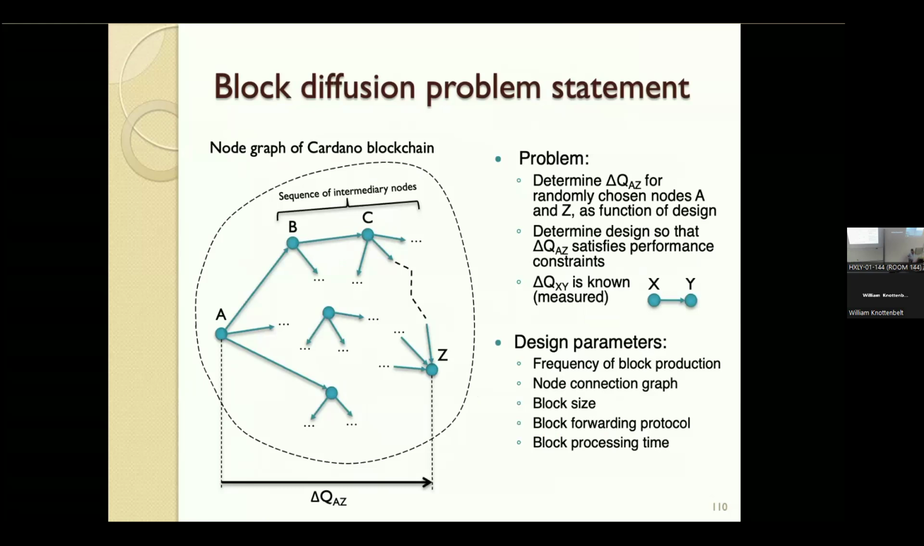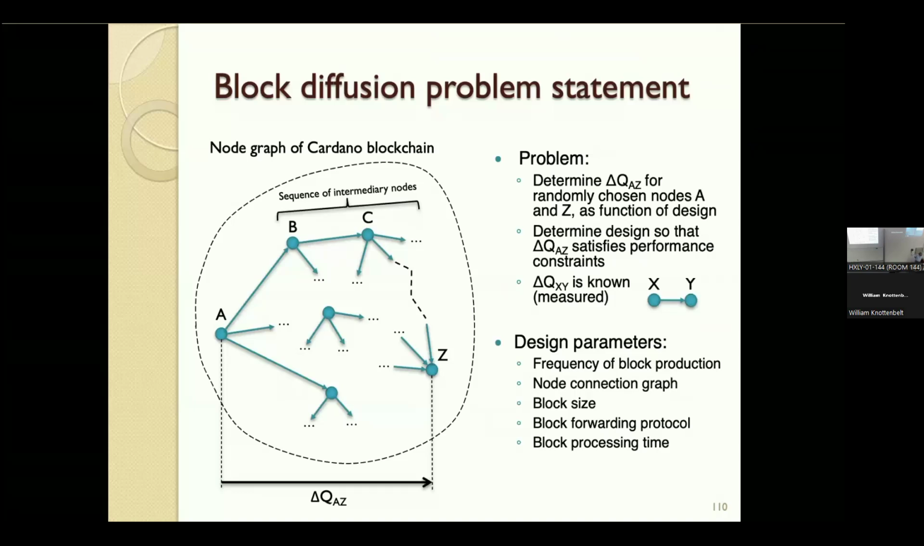Okay, so now that people are interested, the problem statement. We have a node graph. Nodes know some of their neighbor nodes. Here we can see a kind of image of this graph. We take two randomly chosen nodes, A and Z, and we determine the delta Q between them. This delta Q has to satisfy certain constraints. What we do know is the delta Q XY between pairs of nodes that are neighbors.